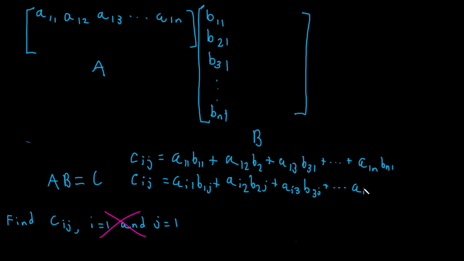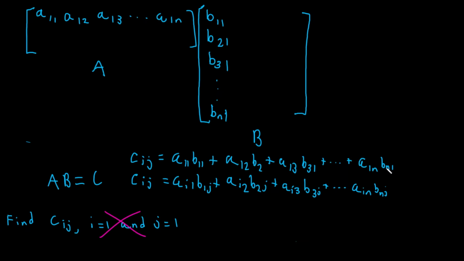Let me try doing a neater job at that. So A_in and B_nj. So once again, we're in the ith row of A and jth column of B. And I want you to notice something. Here, it's predetermined by this definition of matrix multiplication that the number of rows of matrix B is equal to the number of columns of matrix A. We have n columns of A and n rows of B.